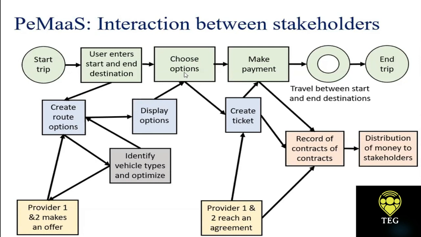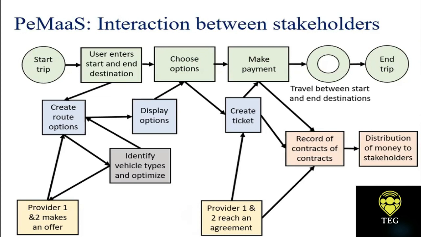Then the user can choose one option out of the various scenarios that are generated. Upon choosing, a ticket would be generated. So one ticket which is valid through the entire journey would be generated, and all the vehicles which will be involved during the journey will get the information of the ticket. And here also the division of the cost would happen.